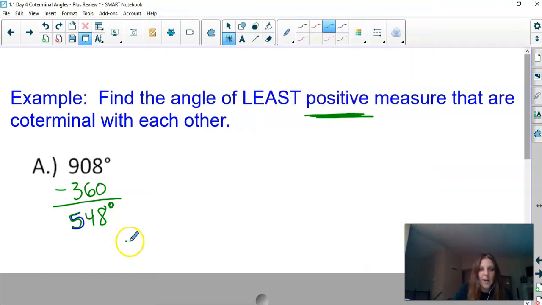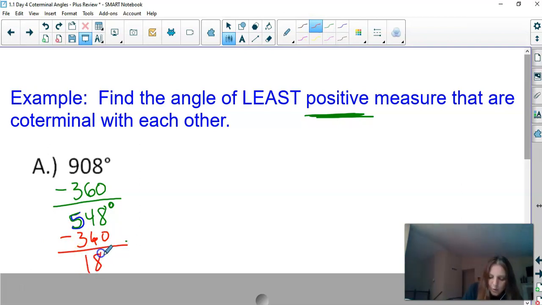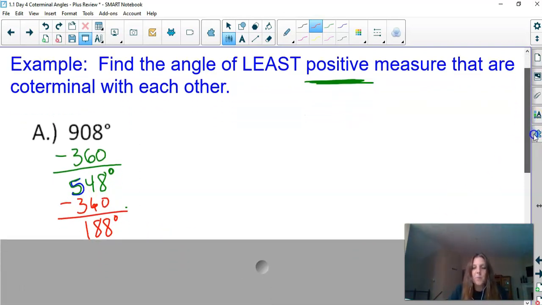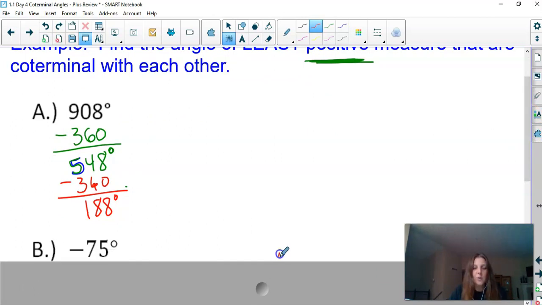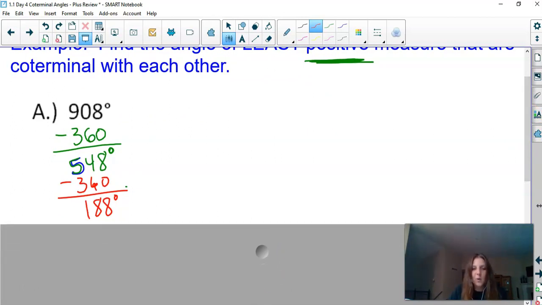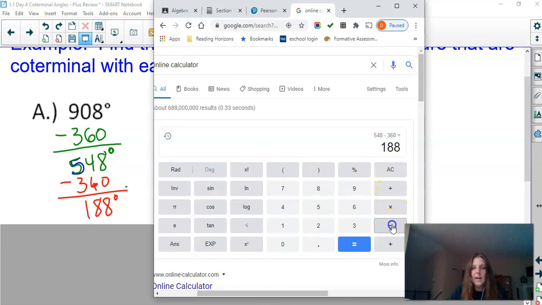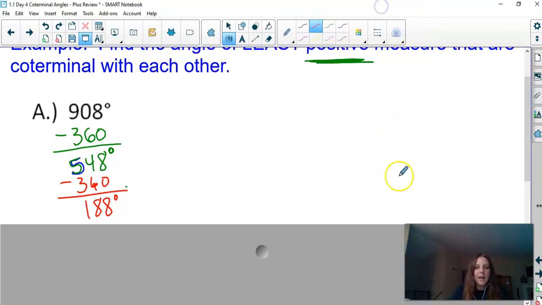Okay, so I have 188. So I'm going to go ahead and write minus 360. And I still have a positive answer, which is 188 degrees. Okay, now I'm going to try again. So what I'm looking for is the least positive measure of an angle that's coterminal with us. So I'm going to go ahead and try one more time. 188 minus 360. And take a look at what happens. You end up with a negative angle. So I'm going to stop where I was at 188, and I'm going to say that 188 is my angle of least positive measure.